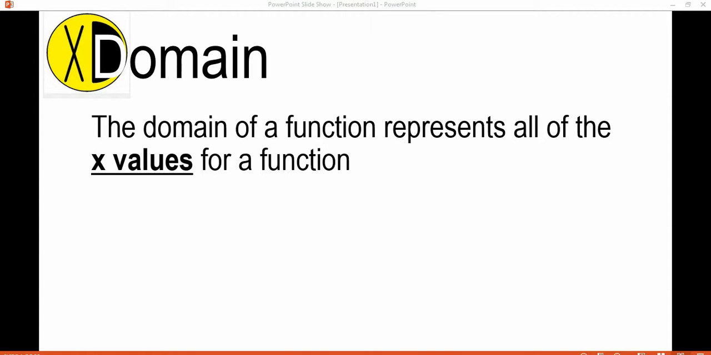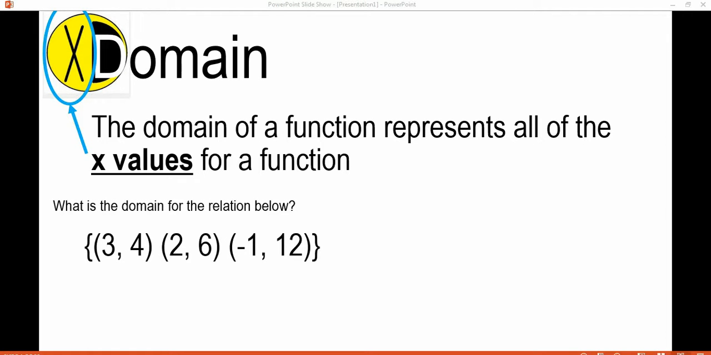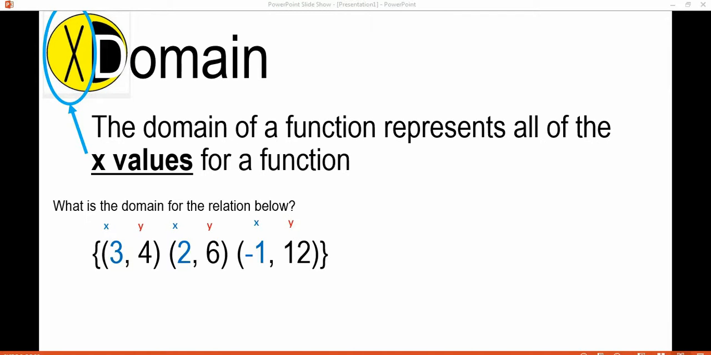And we can remember it's all the x values because of this lovely face, the x-D face. That is a good reminder that we are looking at the numbers on the x-axis when we are looking for the domain. So what is the domain for this relation? The domain is the x values, so the domain for this relation is going to be all of the x values, which means my domain is 3, 2, negative 1.